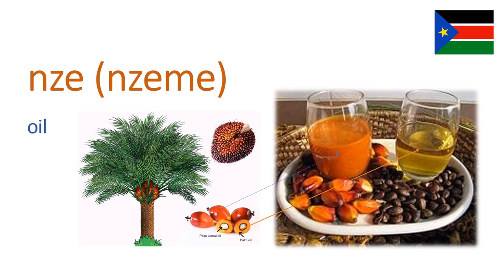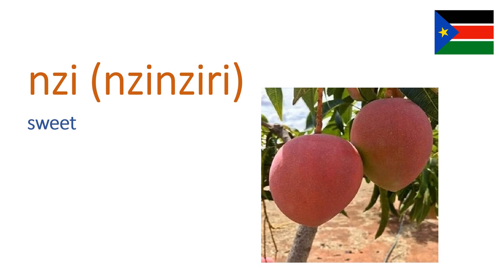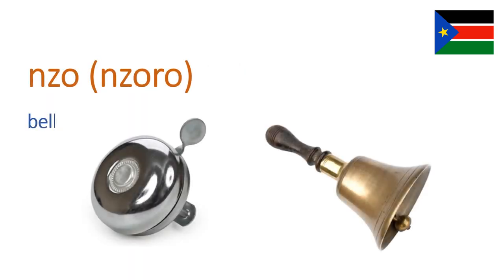Nze, nzeme, it means oil. Mbiro, that is this kind of palm. Nzeme mbiro, the oil of this palm. You know, we make different types of oil from the same plant, and actually it is very nutritious. Nji, njinjili, it means sweet. Njinjili manga, a sweet mango. Nzo, nzono, that is a bell. Moneli nzono ndeku, please ring a bell.